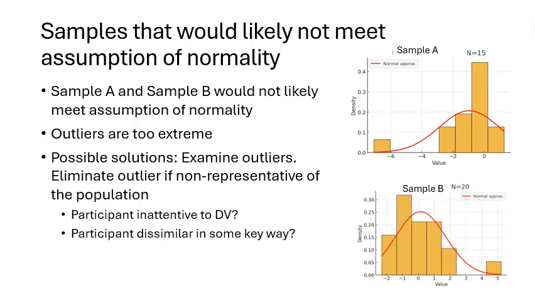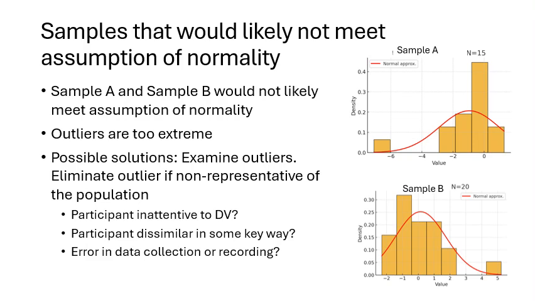Or maybe you look at it and you find out all of my sample were pretty similar. They were all between the age of 20 and 30, but this one individual was like 80. And then you could say this person isn't similar to the population, and so they're not really part of the population. Then you could eliminate that individual from your sample.